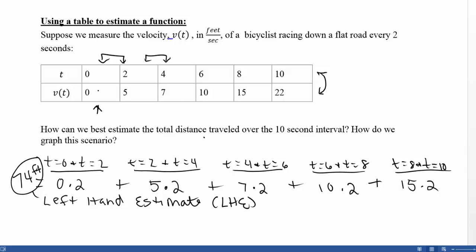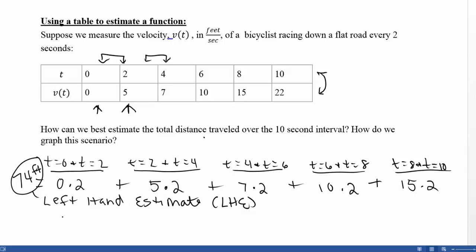So there was no reason whatsoever that we couldn't have done the same thing, but used the right-hand rate for each estimate. So let's go ahead and see what happens if we do that. From time equals 0 to time equals 2, instead of picking the rate on the left, which was 0, I'm going to pick the rate on the right, which is 5.